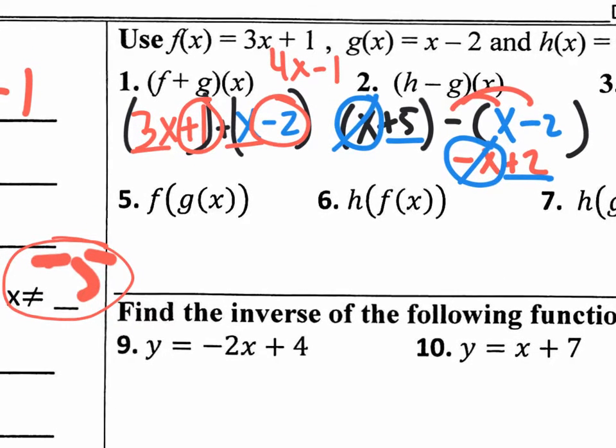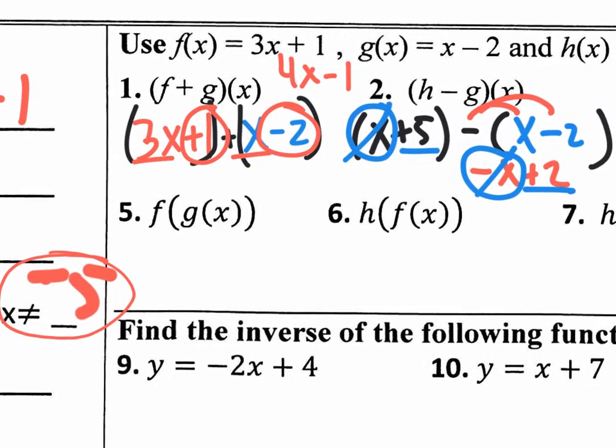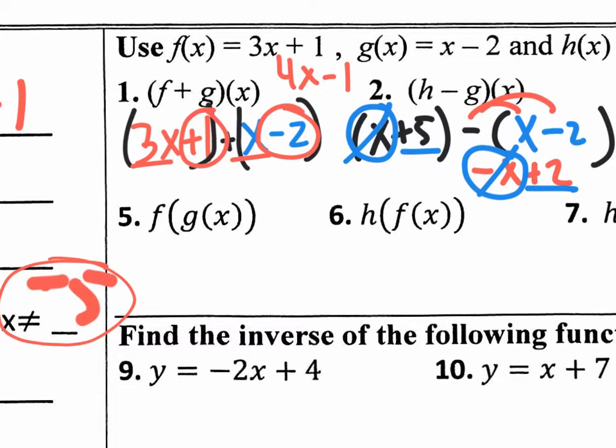Okay, how about, let's do 5. We're going to take the g of x function and plug it into the f of x function. So we're going to take the g of x function, which is x minus 2, and plug it right into the x position of the f of x function. That's what it's saying. Take the g of x and plug it inside your f of x.